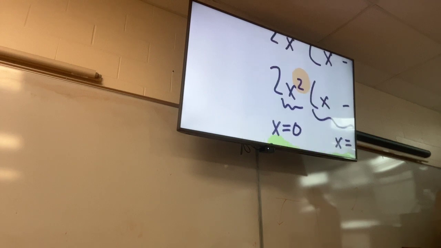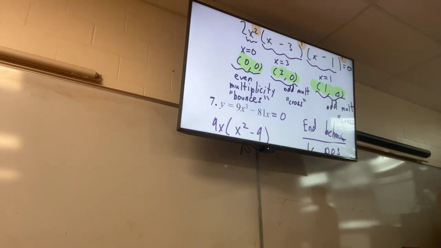Okay? So yeah, mnemonic device. Think odd, cross; even, bounce. I know people usually associate even numbers with bouncing and odd numbers with crossing. So just think that. If you go to a trampoline park, they'll probably have an even number of trampolines.